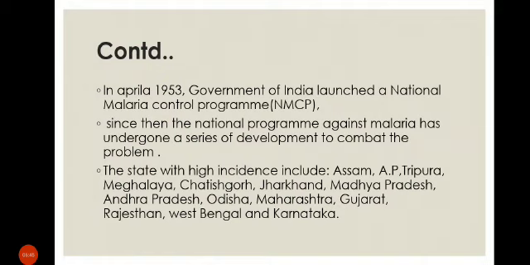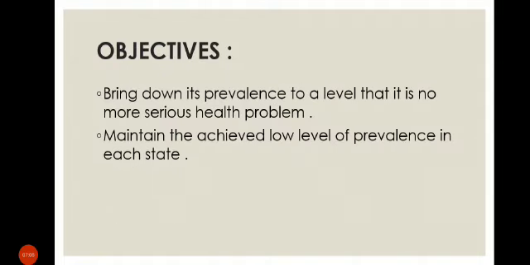The states with high incidence include Assam, Arunachal Pradesh, Tripura, Meghalaya, Chhattisgarh, Jharkhand, Madhya Pradesh, Andhra Pradesh, Orissa, Maharashtra, Gujarat, Rajasthan, West Bengal, and Karnataka. The objective of malaria control is to bring down the prevalence or spread of the disease to a level where it is no longer a serious health problem, and to maintain and achieve a low level of spread or cases in each state.